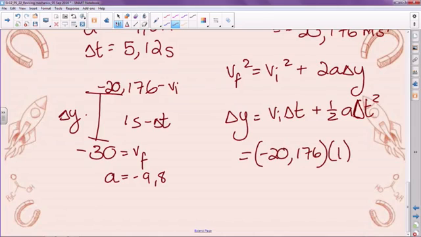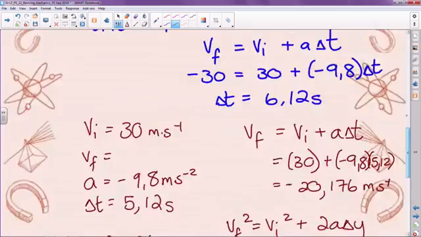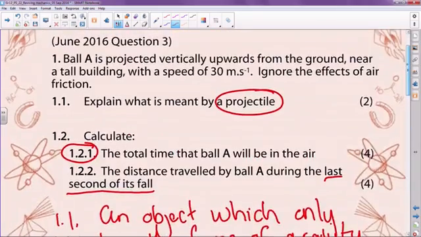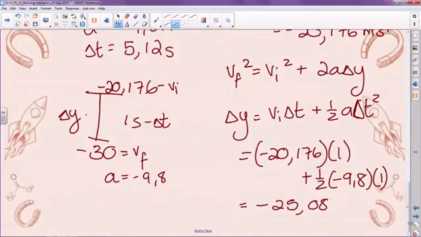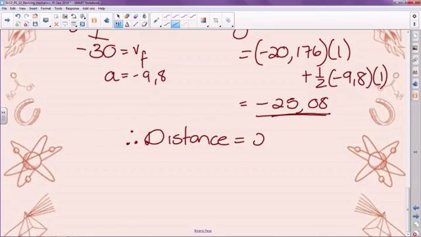20,176 times 1 plus a half times 9,8 times 1 squared. And of course, I put that into my calculator, and it's minus 25,08. But the question was, calculate the distance. Distance is a scalar, so you can never give me a scalar as a negative. So you're going to say to me that therefore the distance that it falls is 25,08 meters. Yay! We're so happy.